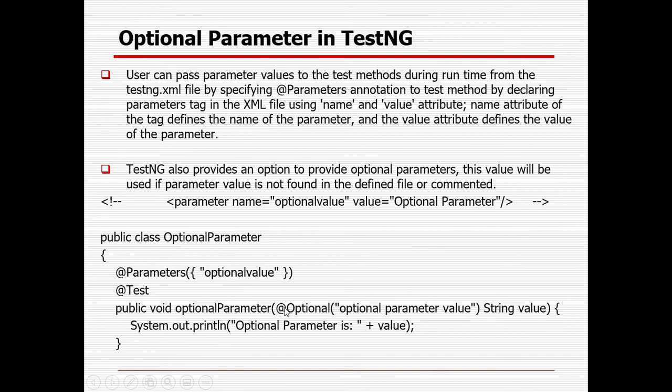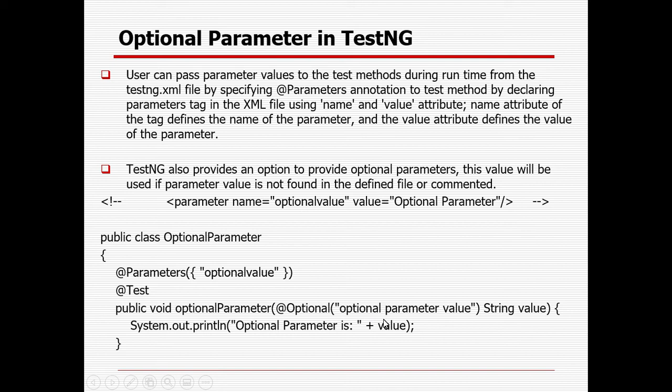In the method name we can use @Optional, and we can give the optional parameter value, along with whatever parameters we want to use. In case that particular parameter is already available in the TestNG XML file, the optional value will not be taken into consideration. It will not be considered, only the parameter value will be considered. In case the parameter value is not present or it is commented, then the optional parameter value will be considered.